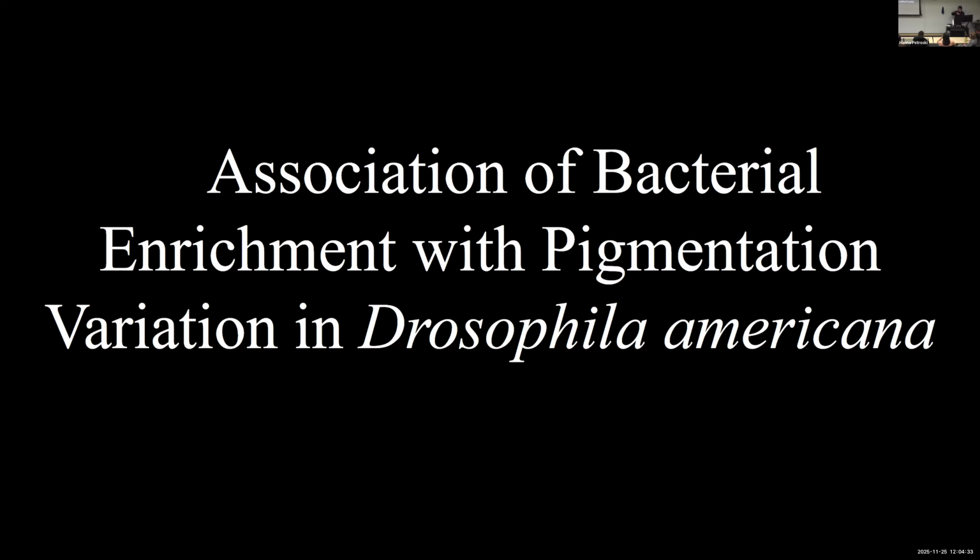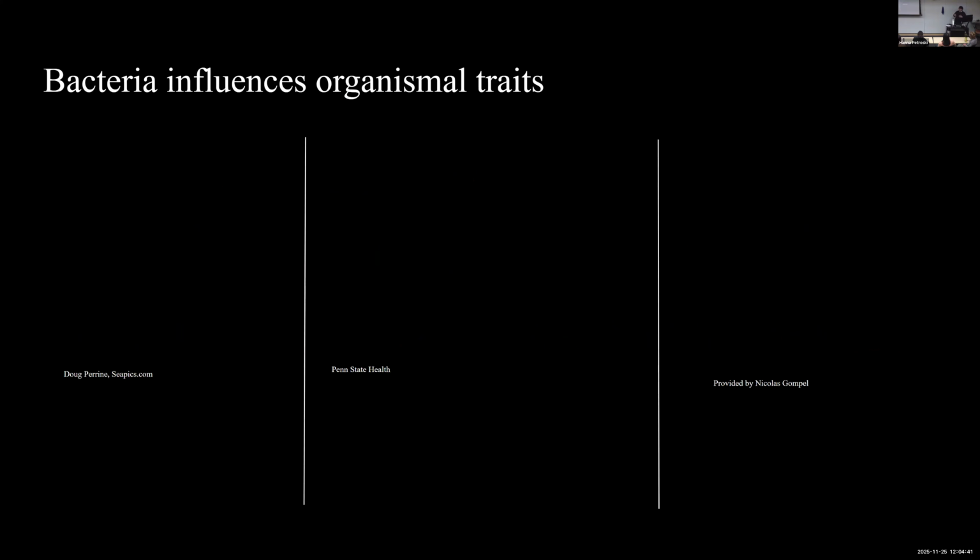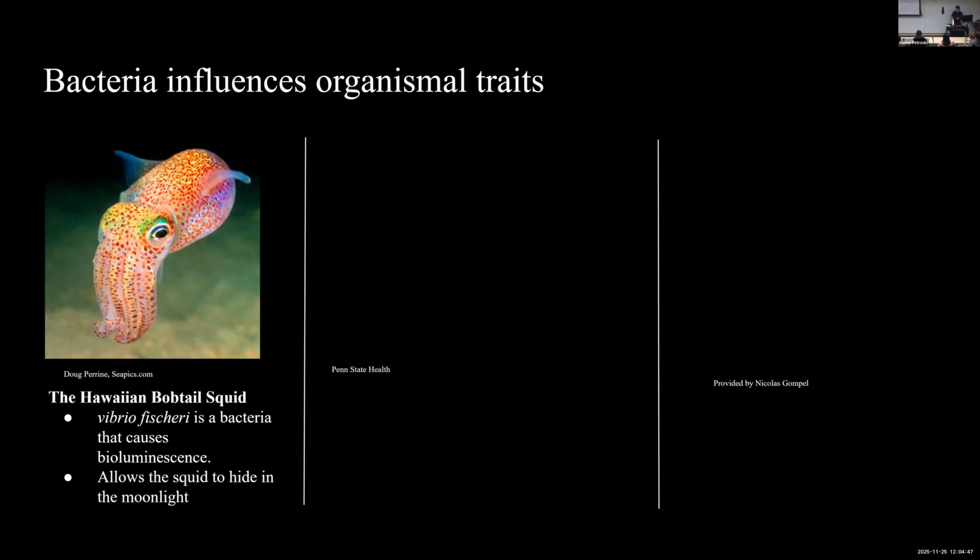So, but how does any of that tie into the bacterial part? Because I've talked a lot about the Drosophila part. How does the bacteria come in? And that's where we know that bacteria influences organismal traits. So something like the bobtail squid uses bacteria to hide in the moonlight from predators through its bioluminescence.